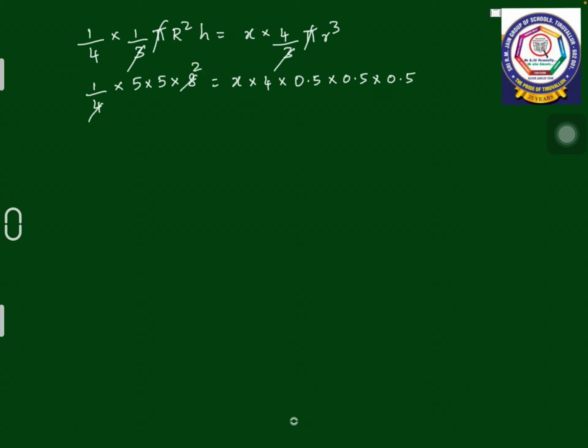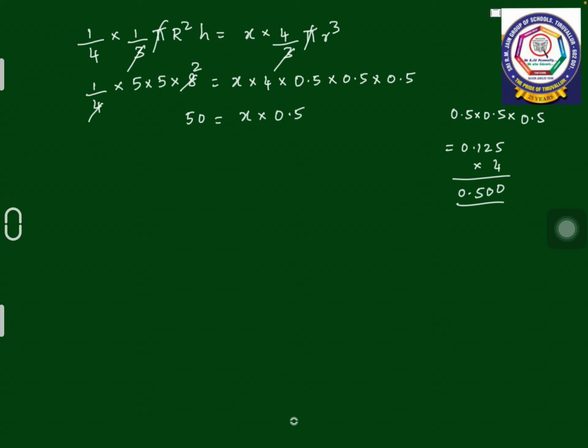So 4 1s are 4, 2 5s are 10, 5 5s are 25, into 2 is 50, is equal to x into, when you multiply 0.5 into 0.5 into 0.5, you get 0.125, into 4 is 0.5. So 50 is equal to x into 0.5. I want to divide this, so x is equal to 500 by 5. So x is equal to 100. So how many lead shots were dropped? 100 lead shots were dropped.